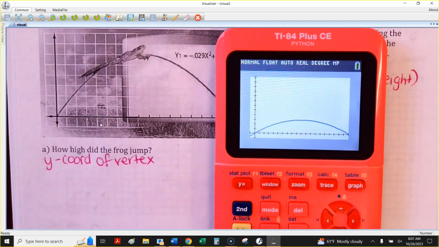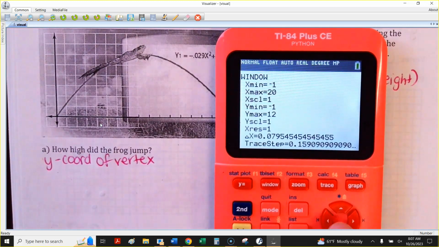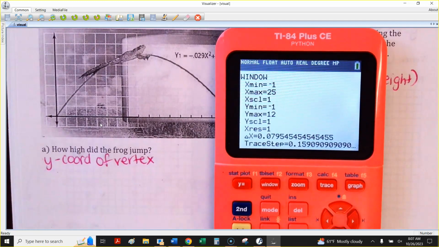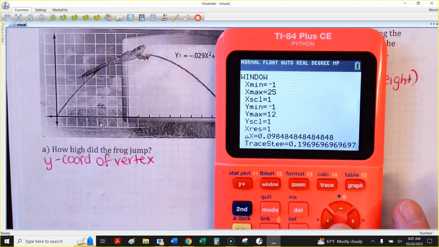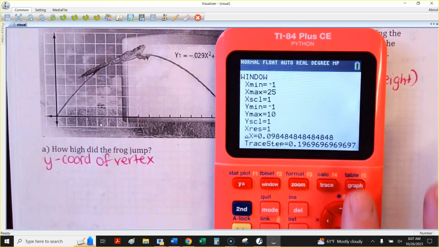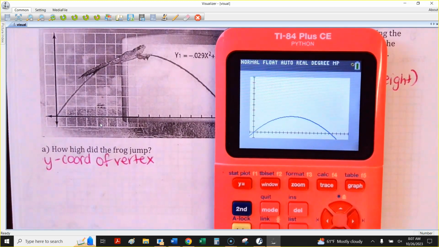Actually, I'm going to go back in just 1 second. I'm going to make it go a little bit farther on the x. So I'm going to go back into my window. I'm going to make my x maximum like 25. And I felt like my y values were too tall. Maybe I'll put that back down to like 10. Okay, so this is a mimic of that graph that we've got on the screen. You can manipulate this if you need to. But I want to show you how you can find the y-coordinate of the vertex using the calculator real quick.